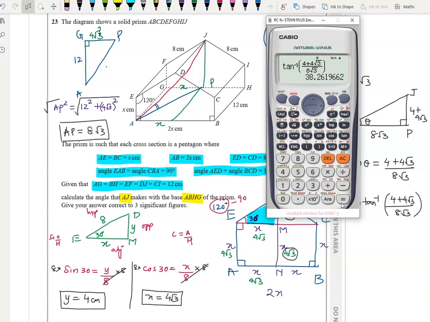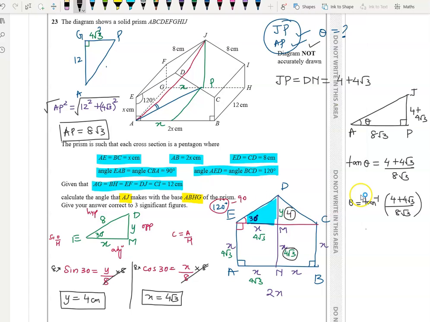That gives you 38.26. So value of theta is 38.26 degrees. They are asking you to round it to 3 significant figures, so we need only the first 3 digits. So your final angle will be 38.3 degrees. So this is the angle between AJ and the base of the prism. Okay, that's it in this question.